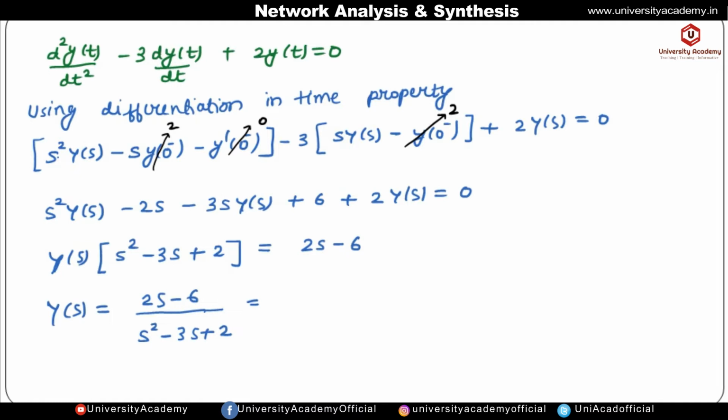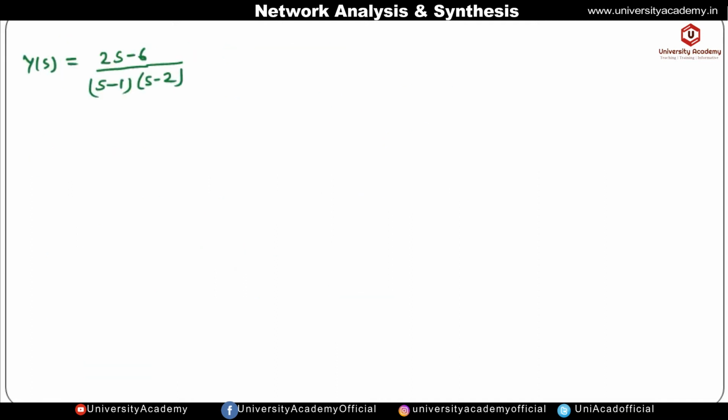So let us find the factors of this denominator polynomial. It will become 2s minus 6 divided by its factors, s minus 1 and s minus 2. Okay, so we can solve this using partial fractions. Now let us solve using partial fractions. So Y of s is 2s minus 6 by s minus 1 into s minus 2. So now let us write its factors, that is A by s minus 1, plus B by s minus 2.